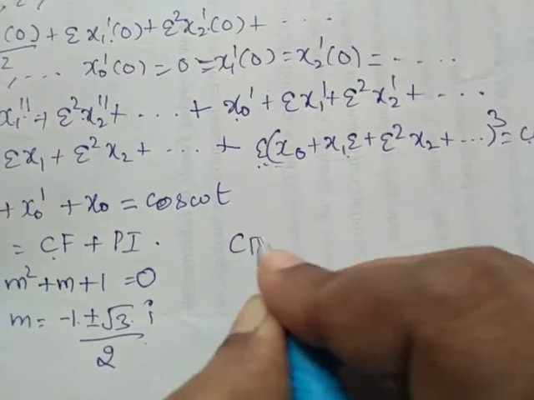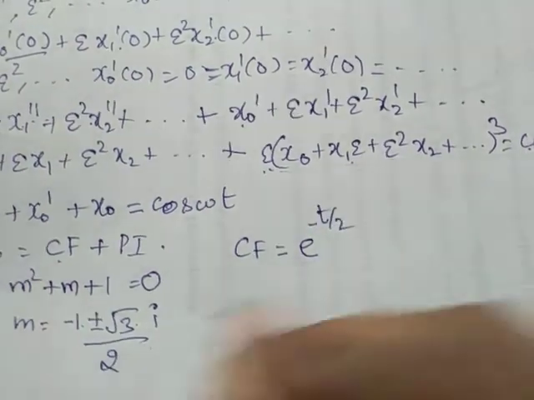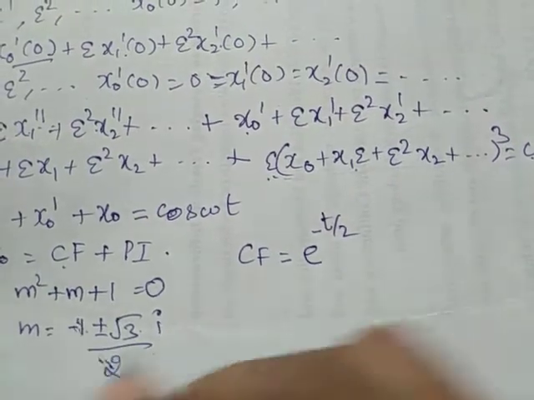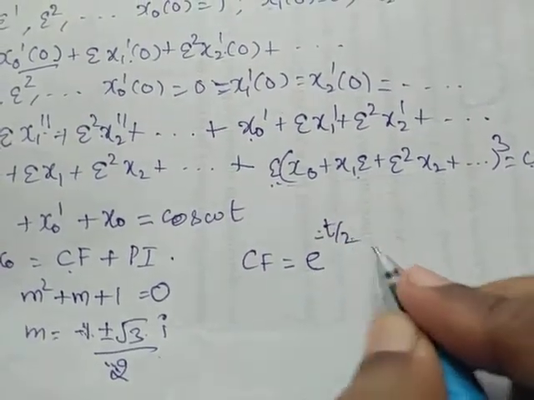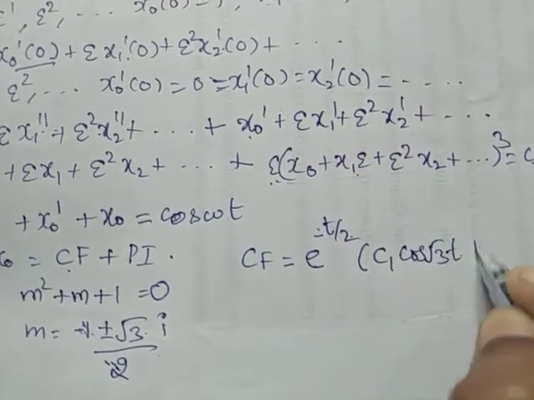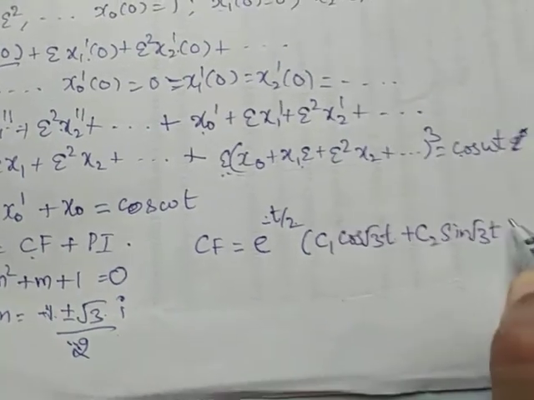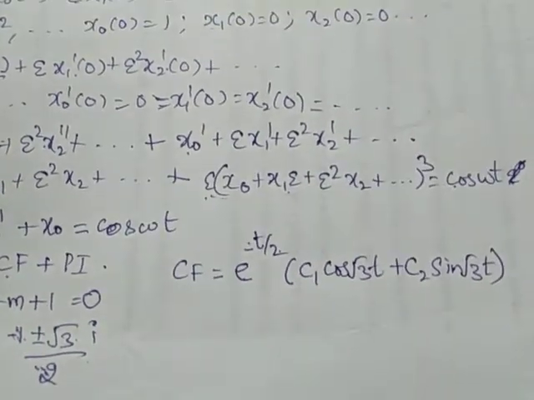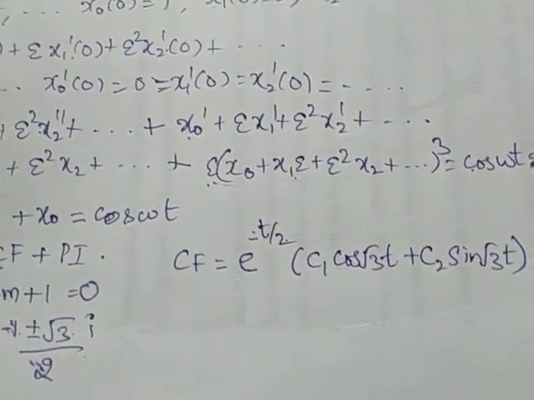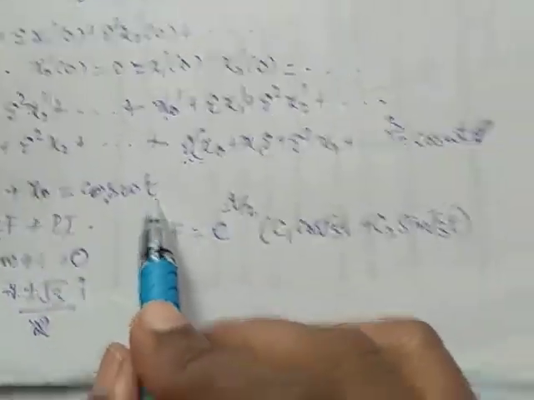Therefore the complementary function is e power minus t by 2, since the real part is minus 1 by 2, so e power minus t by 2 times (C1 cos root 3 by 2 t plus C2 sin root 3 by 2 t). I hope you remember how to write the complementary function. So now we have to find the particular integral, that is for cos omega t.